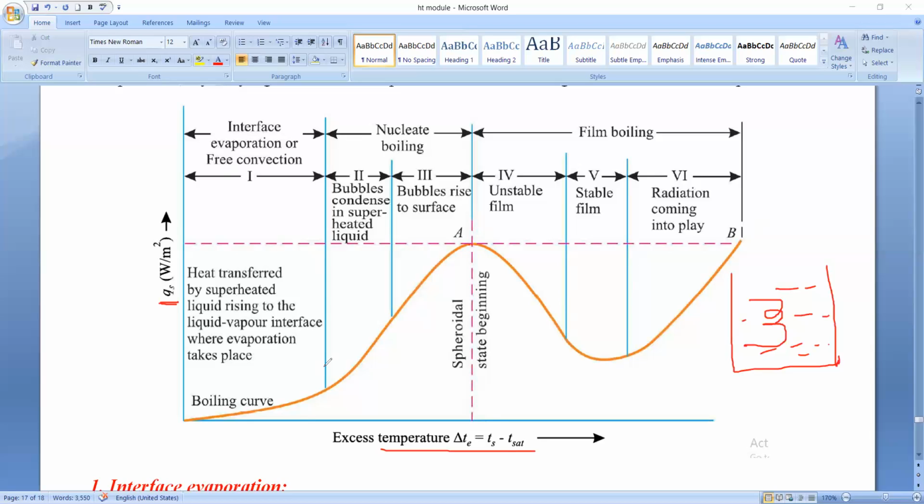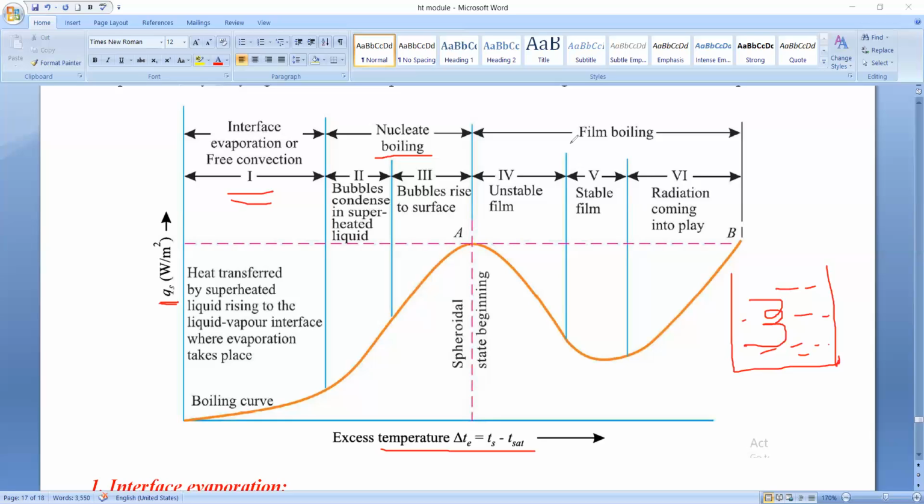Now the first region, or regime 1, is also known as the free convection zone or interface evaporation. Next, the second region is also known as nucleate boiling, and in this region we have two sub-regions, that is region 2 and 3. Region 2 is associated with bubbles condensing in the superheated liquid, and in the third region, bubbles rise to the surface.